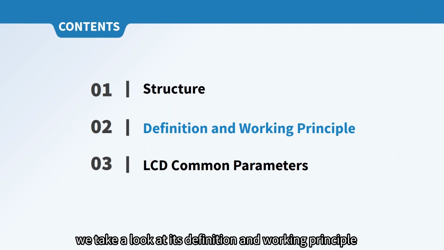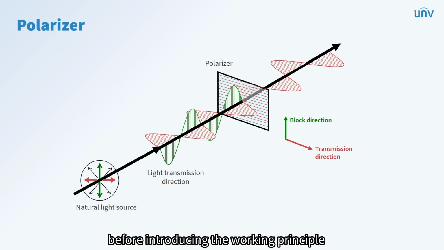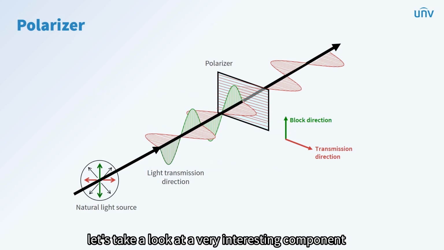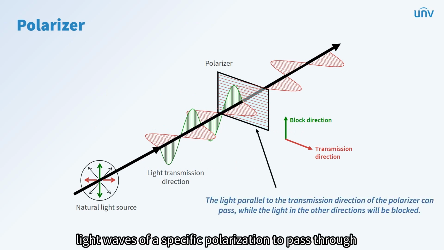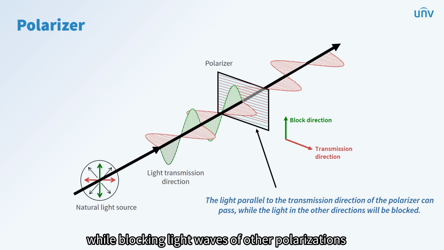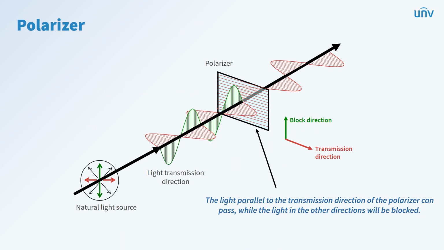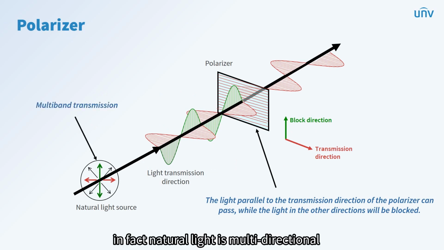Secondly, we take a look at its definition and working principle. Before introducing the working principle, let's take a look at a very interesting component, the polarizer, which is an optical filter that allows light waves of a specific polarization to pass through while blocking light waves of other polarizations. In fact, natural light is multi-directional.